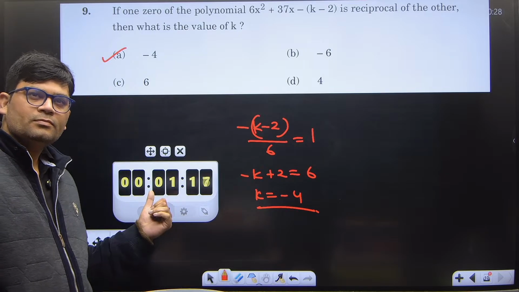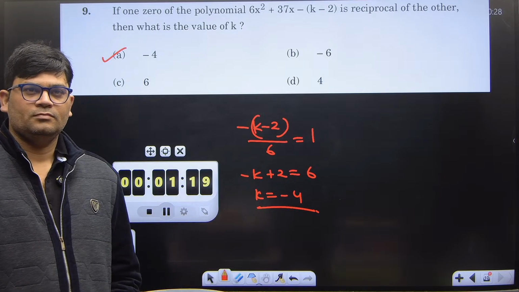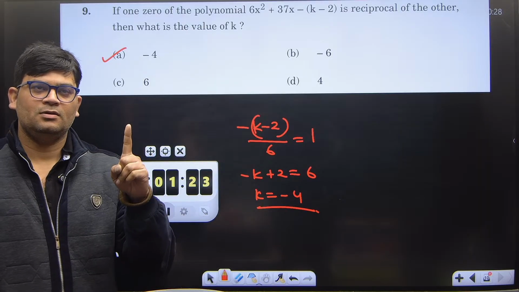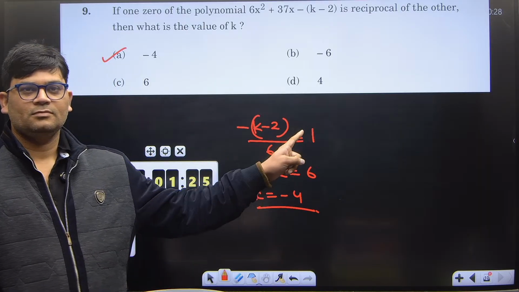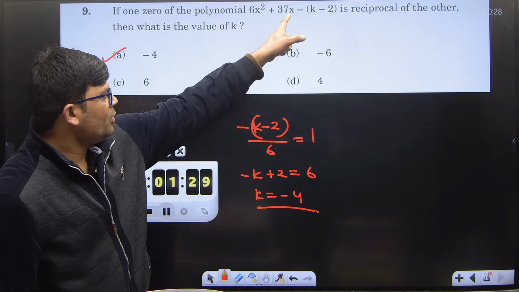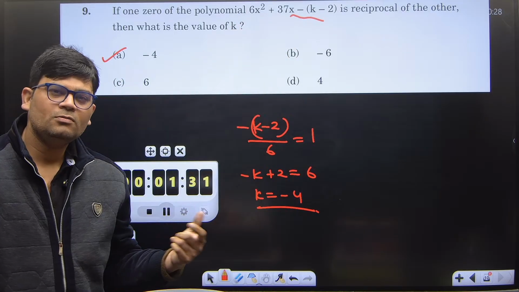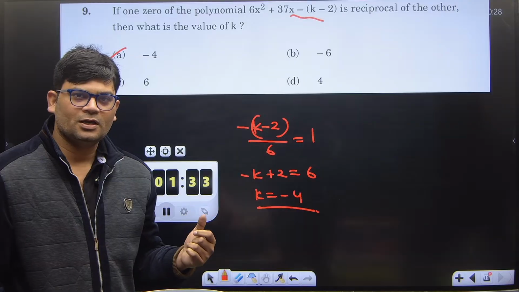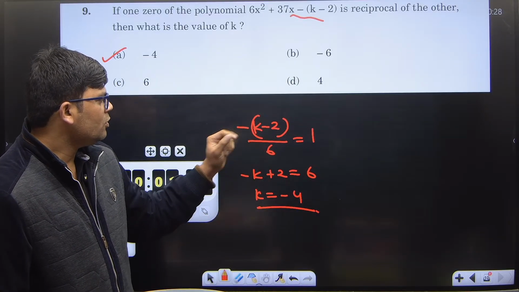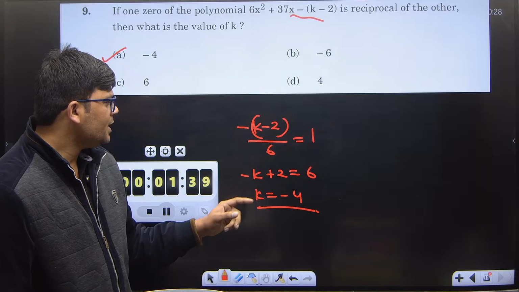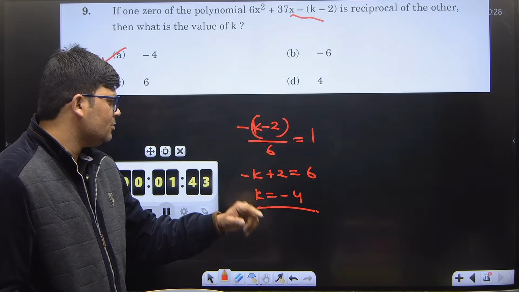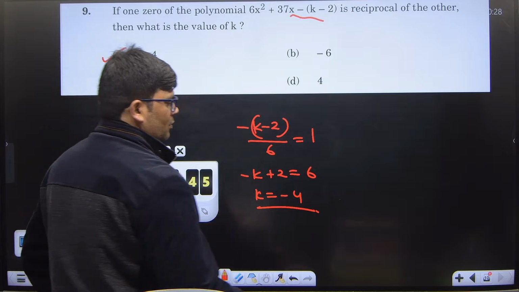Kabir? Reciprocal means the product of zeros is 1. Anjana? Okay, sir. Understood? So product means C upon A. You know, the product of zeros is C upon A, alpha beta. So C upon A is equal to 1. So you need to solve this. So 6 will go on the other side, minus k plus 2. So k will be on that side, 6 will come on this side, so minus. Very good.